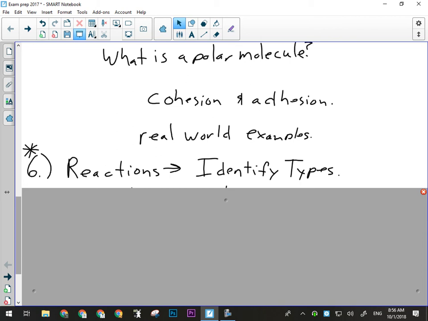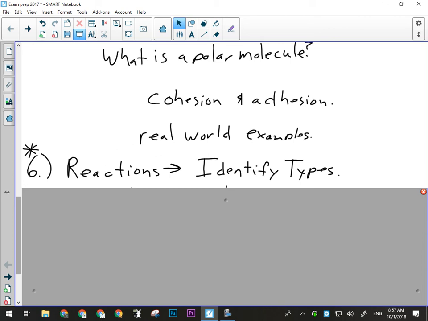Reactions. If there's one topic that we covered in this unit that is worth more marks than anything else, it's reactions. There are multiple choice questions about identifying reaction types. I want to say there are somewhere in the neighborhood of 20 or more marks, probably more, on this test that are just about reactions. So if there's one thing you should know better than everything else, it's that.